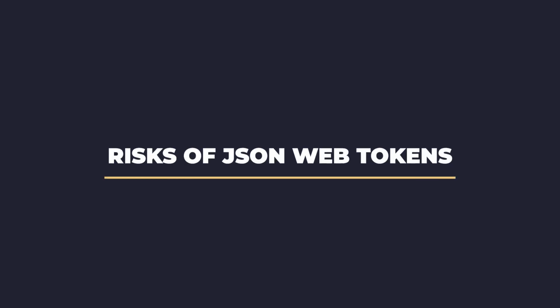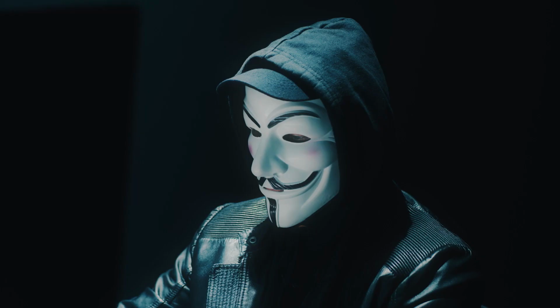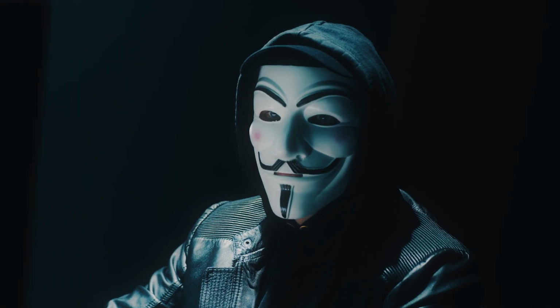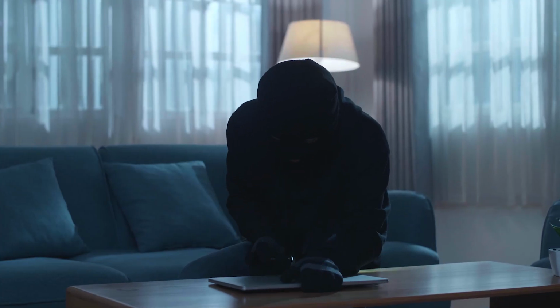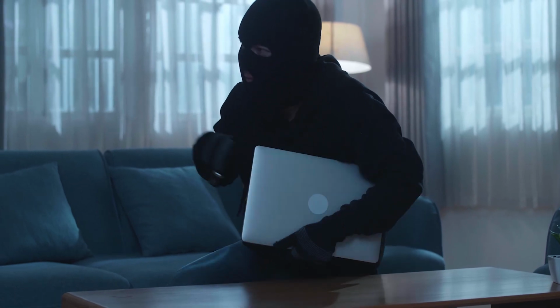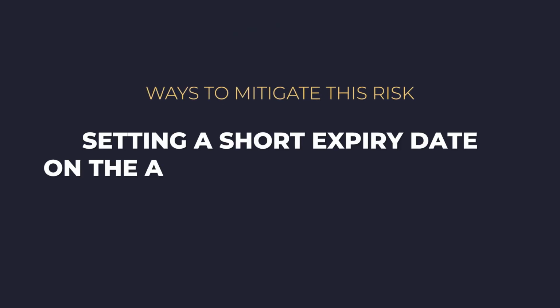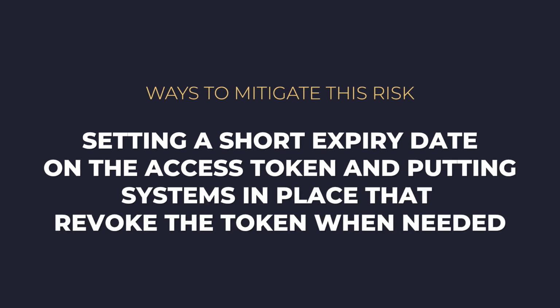The main risk that comes with JSON Web Tokens is the fact that if somebody steals your token, they can use it to make requests on your behalf. This can be done, for example, with a cross-site scripting attack, or simply by taking your laptop, going into local storage and copying the token. There are ways to mitigate this risk, for example, setting a short expiry date on the access token and putting systems in place that revoke the token when needed.